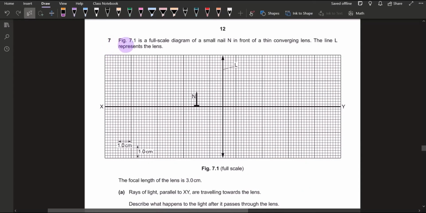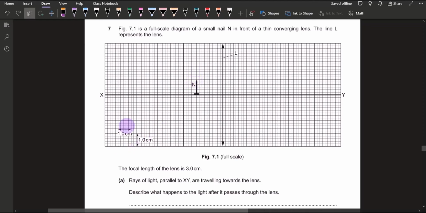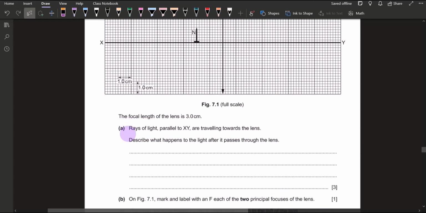Question number 7. Figure 7.1 is a full-scale diagram of a small nail N in front of a thin converging lens. The line L represents the lens. Here, this is the line L, this is XY, and this is the nail N. And you can see the scale here that this is 1 centimeter. And this height, 5 boxes is equal to 1 centimeter.